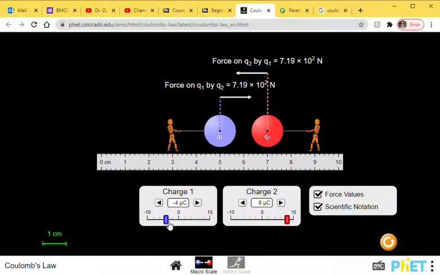So if you use positive instead of negative, you see that they're going to be repelling each other because they're both positive in this case, and like charges repel each other. So Q1 applies the same force magnitude-wise. I didn't change anything other than changing charge 1 from negative to positive. So the magnitude of the force didn't change. As you can see, it is still 719 Newton according to the simulation. Written in scientific notation, it is 7.19 times 10 to the 2 Newton.